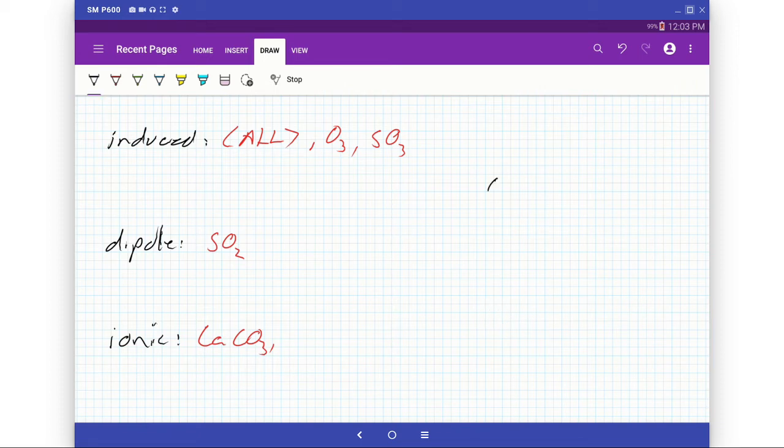How about CS2? What's the structure of CS2? If you look on the periodic table, sulfur is directly underneath oxygen. So the structure for CS2 is actually the same as it is for CO2. It is linear with bond dipoles in equal and opposite directions that cancel each other out. So CS2 does not have a net dipole moment.